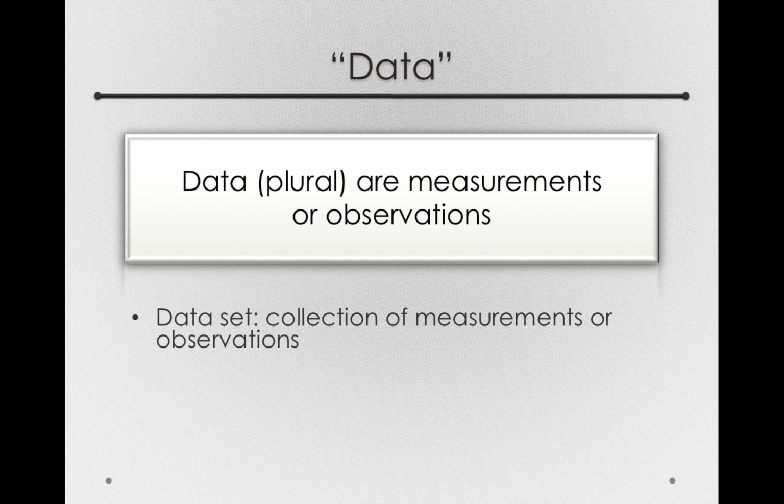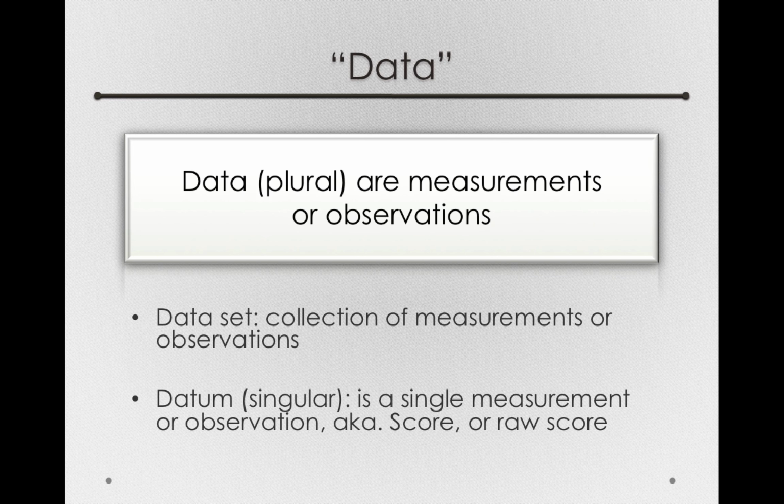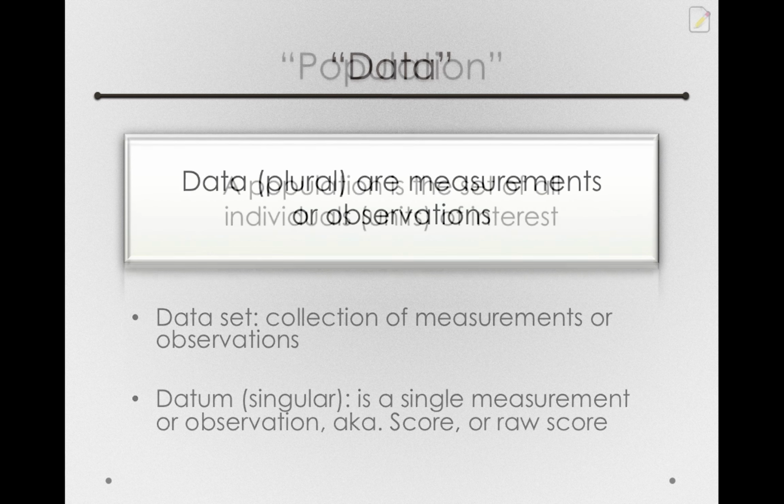Now, a data set is something you'll also hear me say, and that's the collection of measurements or observations. And if you really want to refer to a single data point and don't want to say the words data point, you can call it a datum, which is the singular, and that's a single measurement or observation. We'll also call this a score, a raw score, or a data point.